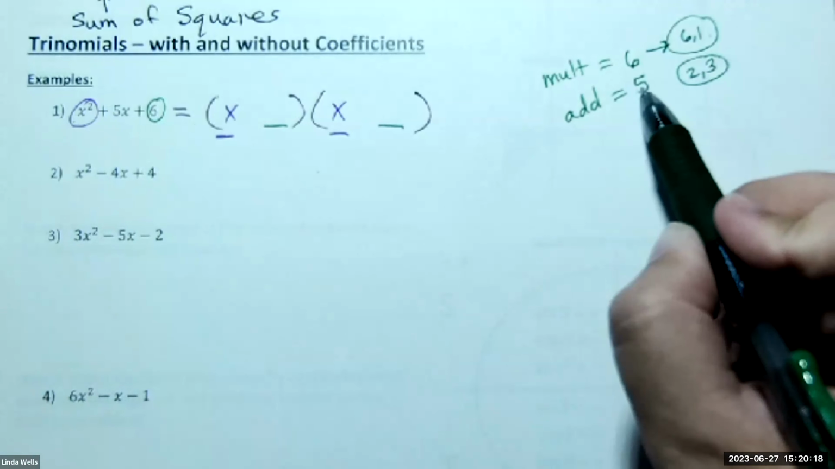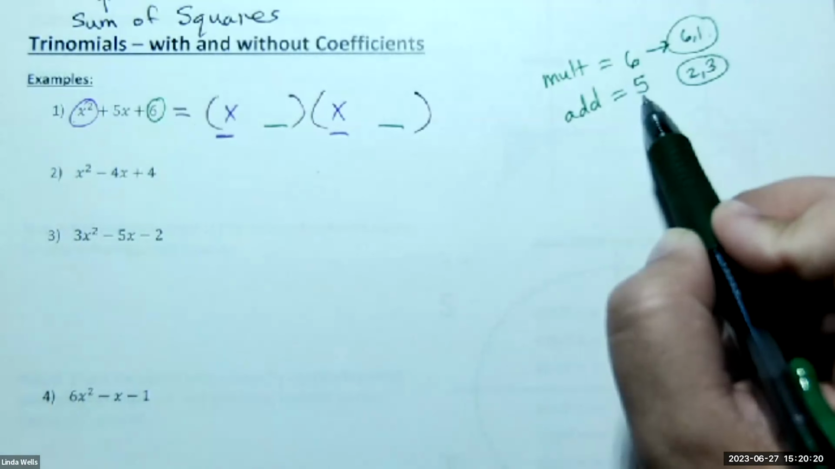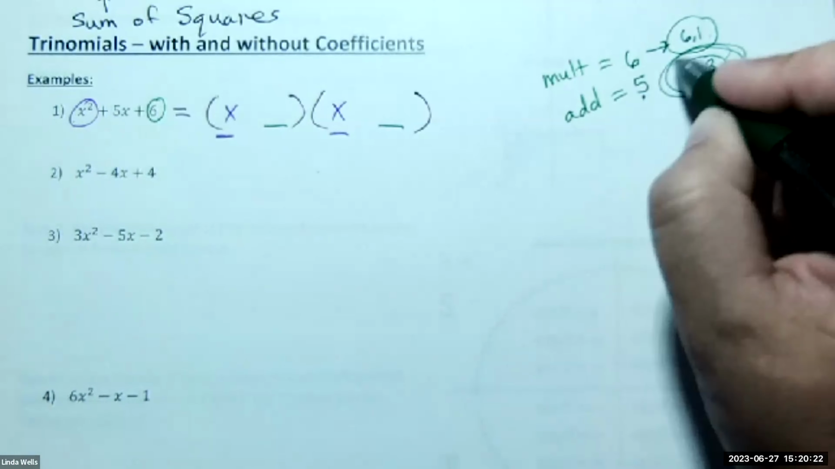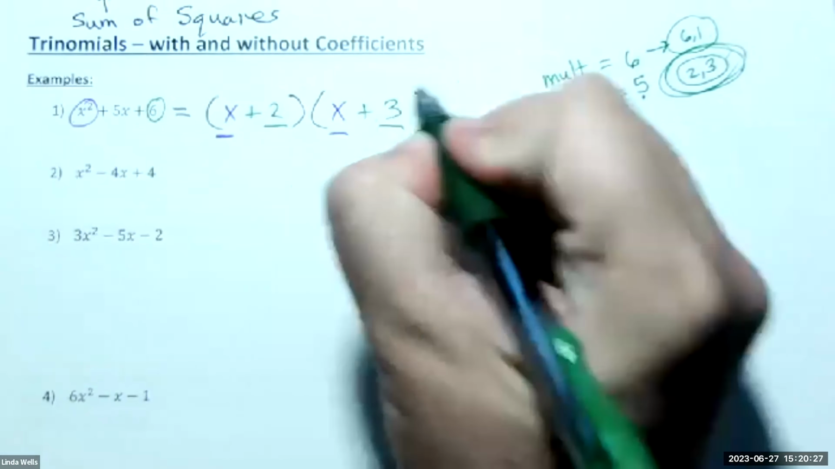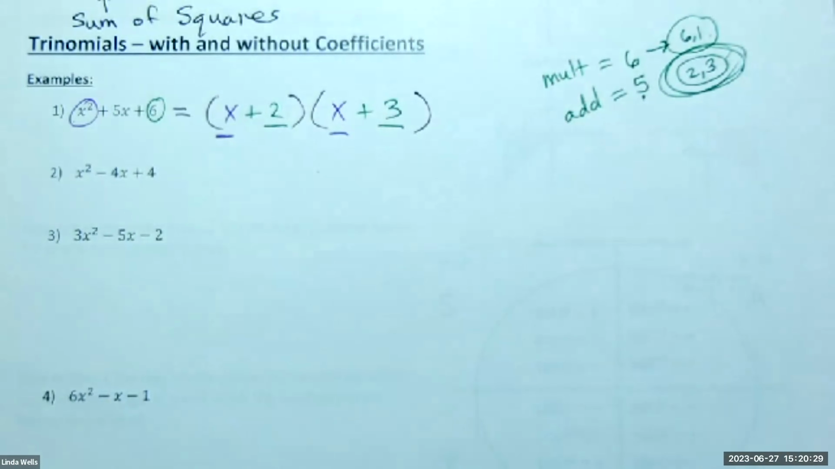Which option adds to be 5? So that means that is going to be the pair that we put in here. They are both positives. It does not matter the order. And there you go. That's the factored form.